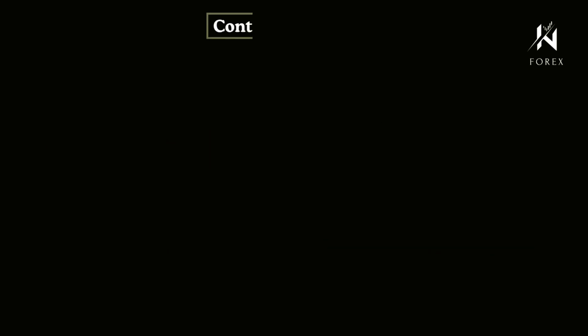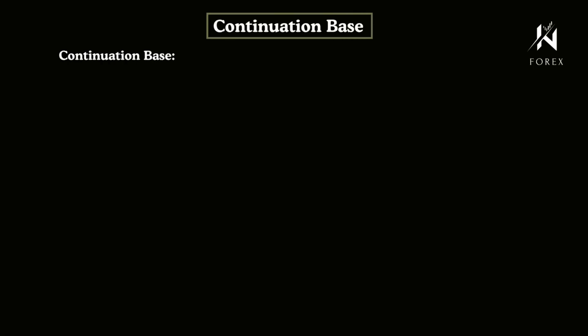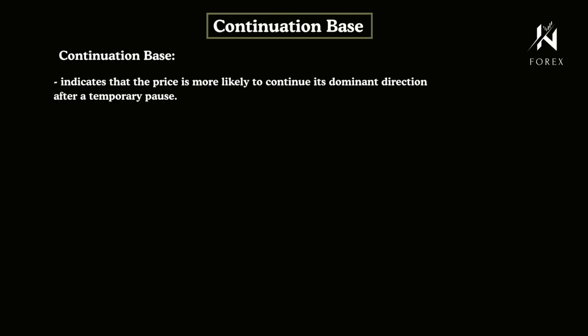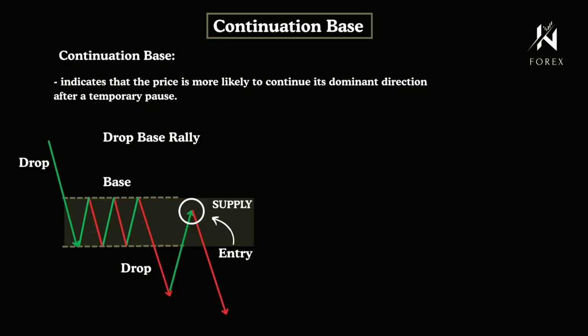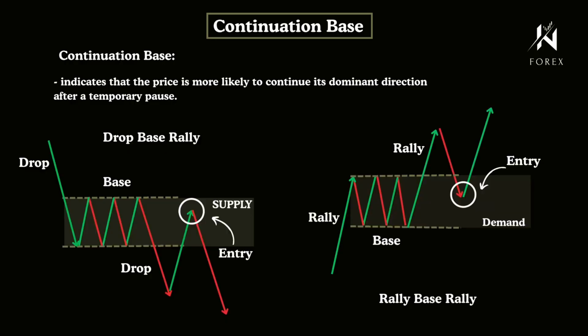The second core pattern in supply and demand trading is the continuation pattern, which suggests that the price is likely to maintain its current directional momentum after a temporary pause. This pattern is essential for trend-following strategies and institutional alignment. It occurs in 2 common forms. 1. Drop base drop.